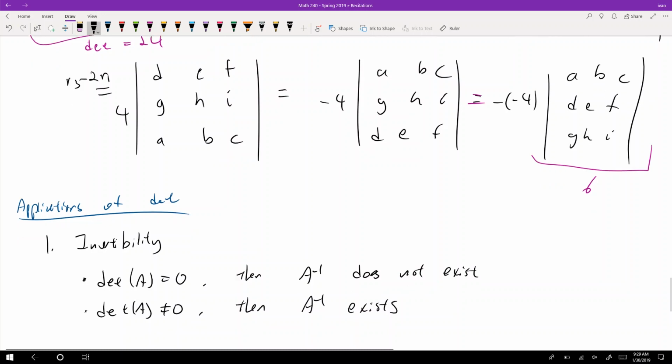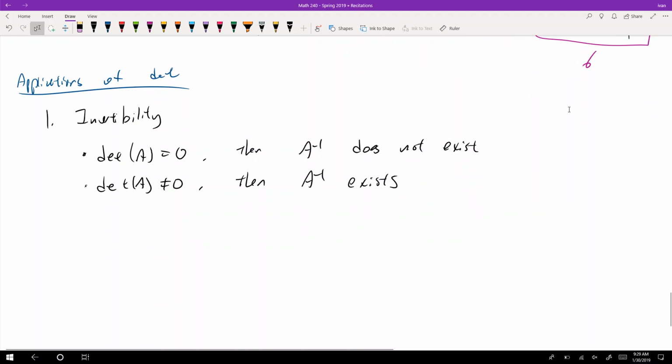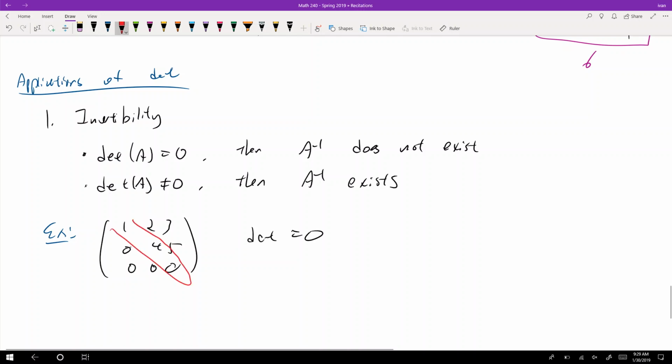So how can we see this? What are some concrete ways to show that? Well, on your homework, you had something like, find the inverse of 1, 2, 3, 0, 4, 5, 0, 0, 0. This determinant is obviously 0 because if you take the diagonal, this is an upper triangular matrix, the product is 0, so the determinant is 0.